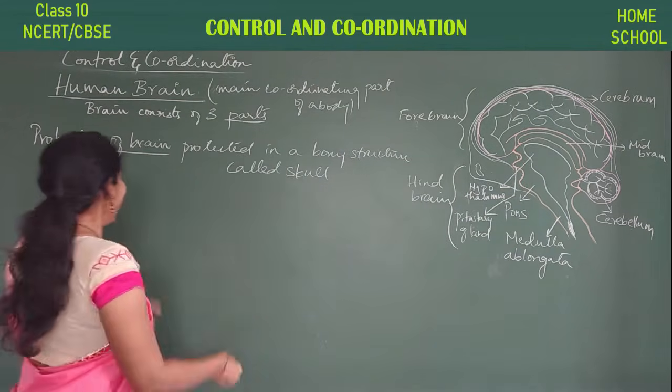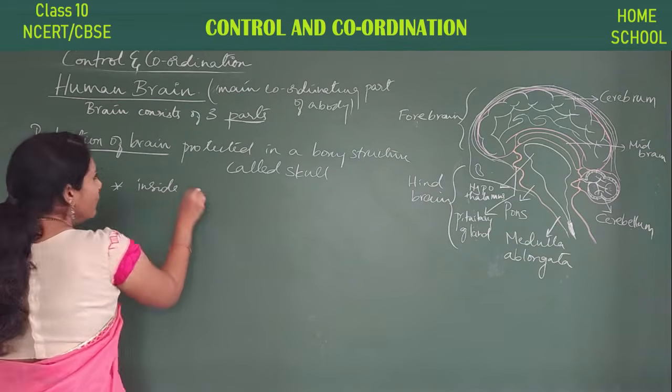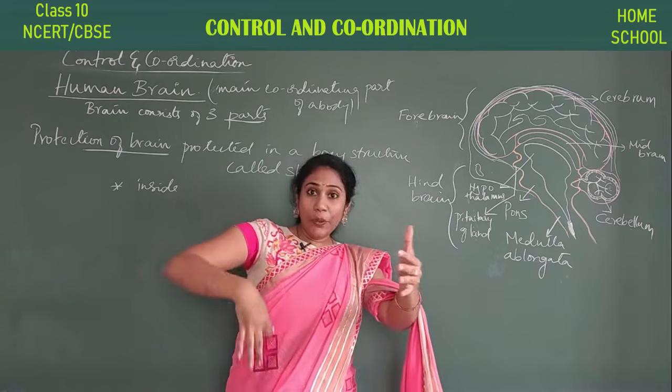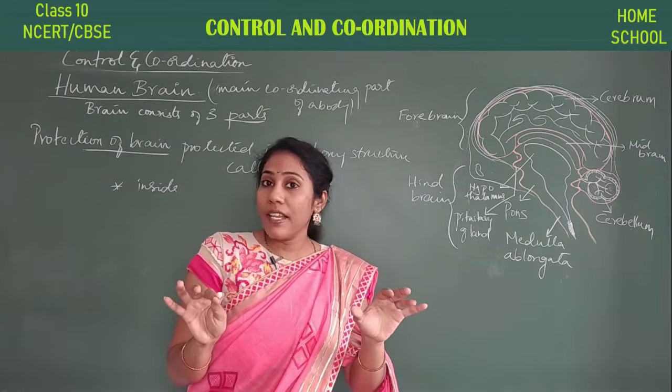Okay, and what is there inside the skull? Inside the skull, directly the brain is not there. Again, you have three soft layers. Okay, soft layers.